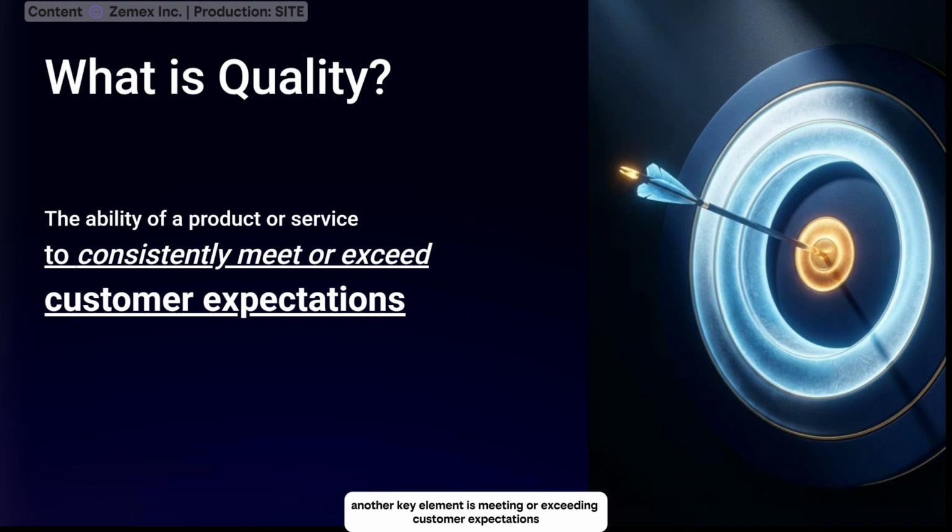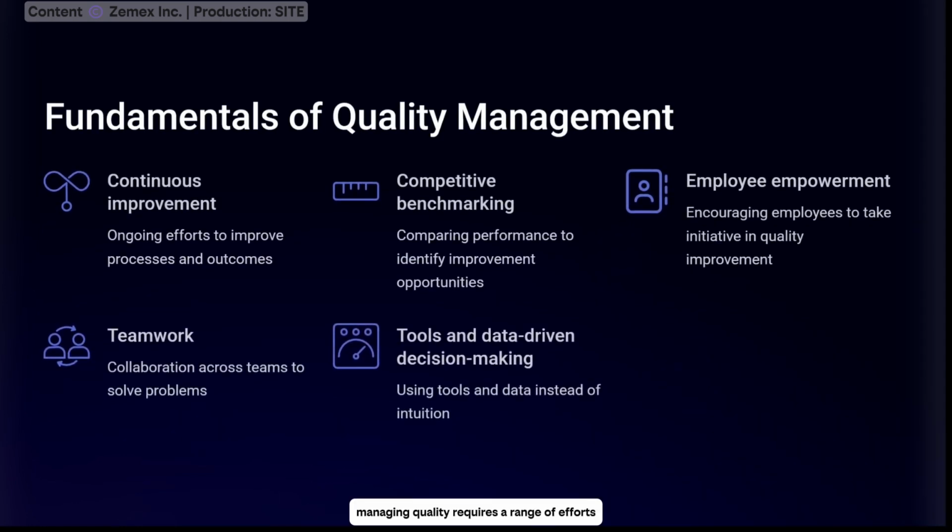Another key element is meeting or exceeding customer expectations. There may be target specifications set by the producer. However, what matters most is meeting or exceeding the customer's expectations, not the producer's expectations. Managing quality requires a range of efforts. First, it is important to continuously improve processes so they can meet or exceed customer expectations. Even small incremental improvements can help bring the output closer to what customers expect.